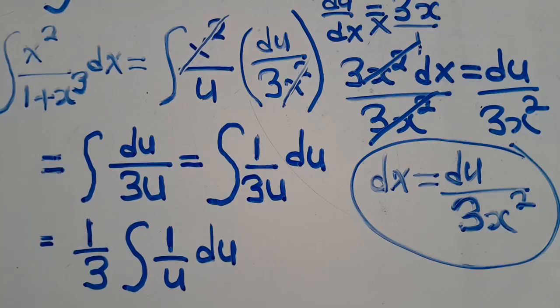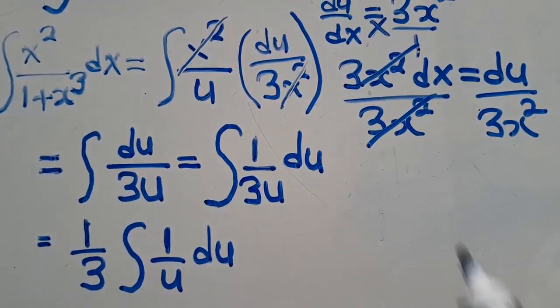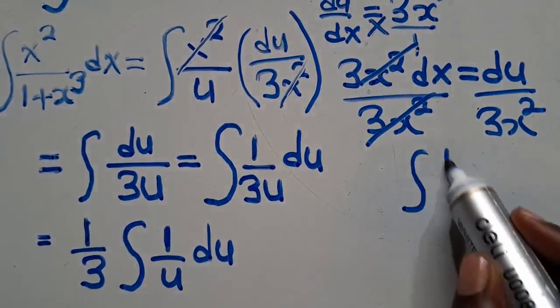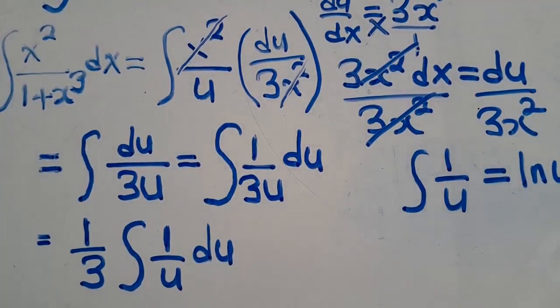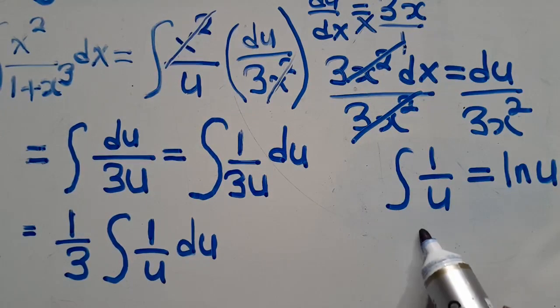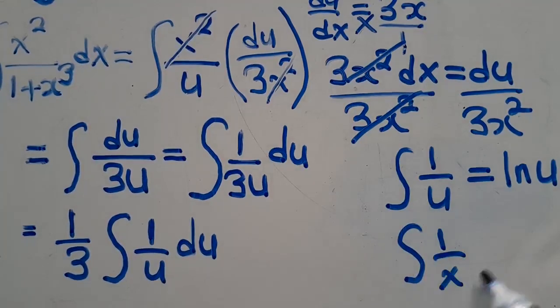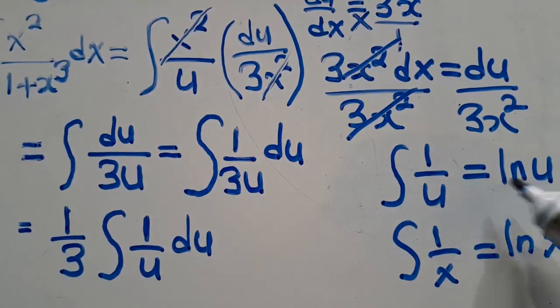After you do this, then you now know this. We all know this. This is what you need to know. So if you didn't know this part, make sure you understand it. If you want to integrate 1 over u, the answer is what? Ln u. So the integral of 1 over u is ln u. Even if you've got the integral of 1 over x, the answer is ln x. This is what you need to understand. So this is ln x, this is ln u.